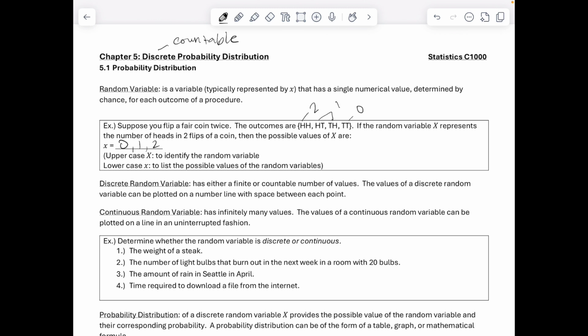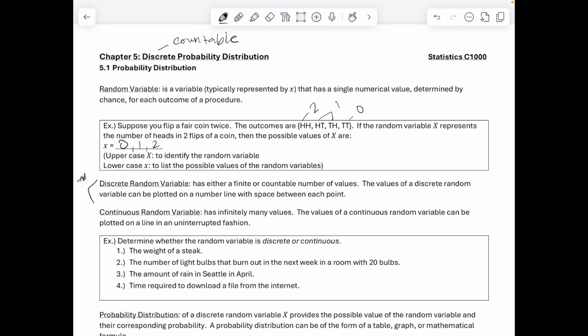Listing those numbers in order and with commas in between them. Uppercase X is used to identify the random variable, while lowercase x is used to list the possible values for the random variable, such as 0, 1, and 2 for this example. The next thing we have is discrete and continuous random variables. So a discrete random variable has either a finite or countable number of values. The values of a discrete random variable can be plotted on a number line with spaces between each of those points, since it's not continuous.